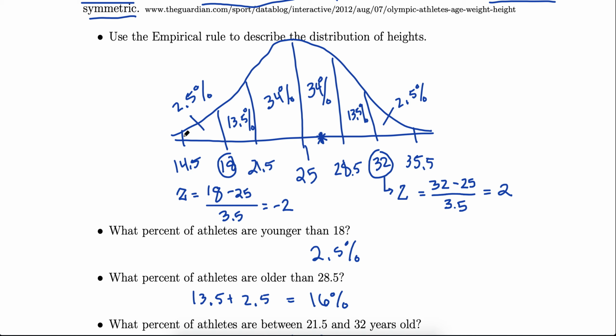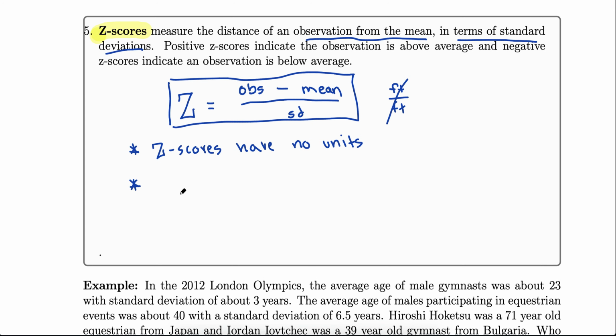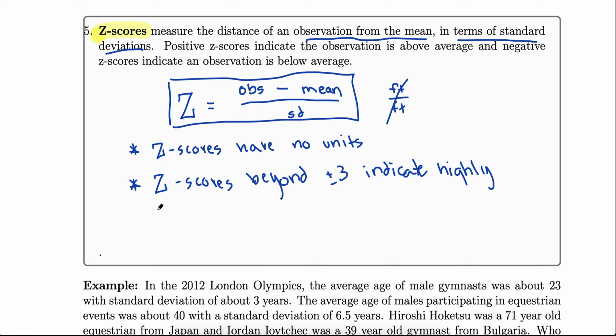That works for me. I'm going to go with the stricter definition of z-scores beyond plus or minus 3 are unusual because that's about nothingness out there. So let's jot a note down about that. I'll say z-scores beyond plus or minus 3 indicate highly unusual observations.